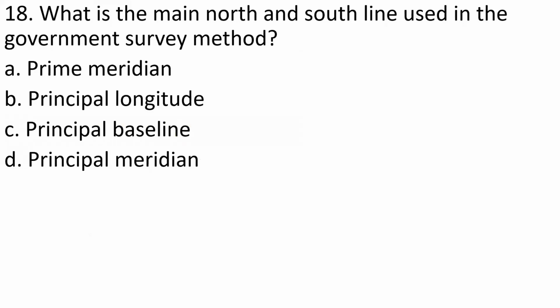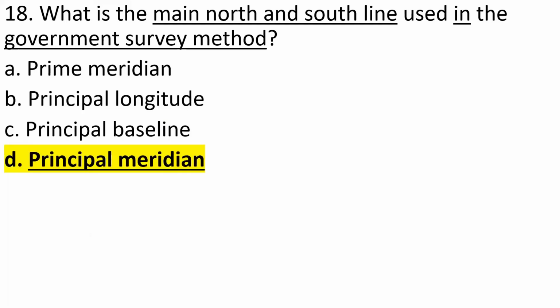Number 18, what is the main north and south line used in the government surveying method? Well, the north and south line is referred to as the principal meridian. You see here the main north and south line that runs through Tallahassee, if you probably recall that. So you have the north and south principal meridian, and then the east and west is called the baseline. Those two intersect at Tallahassee near the courthouse. They have a monument there.